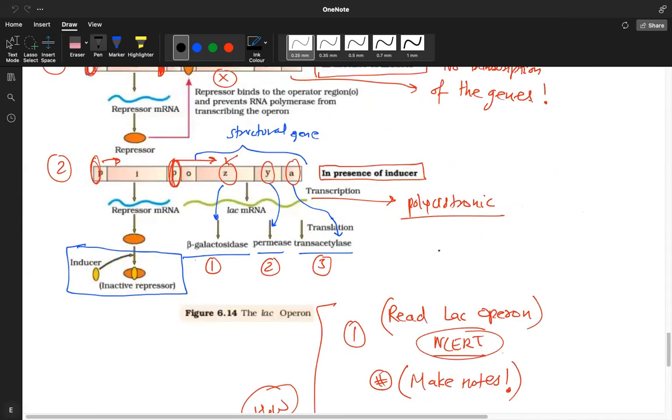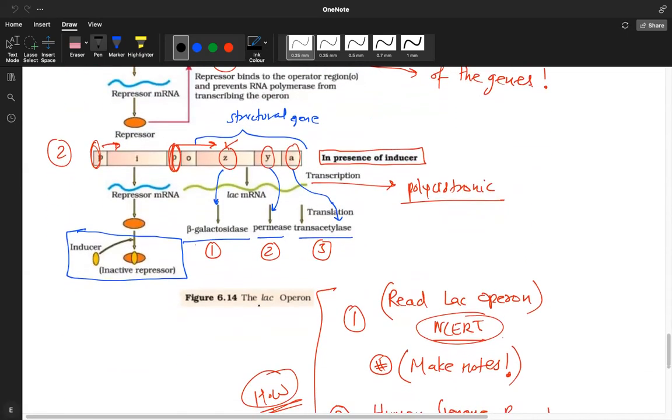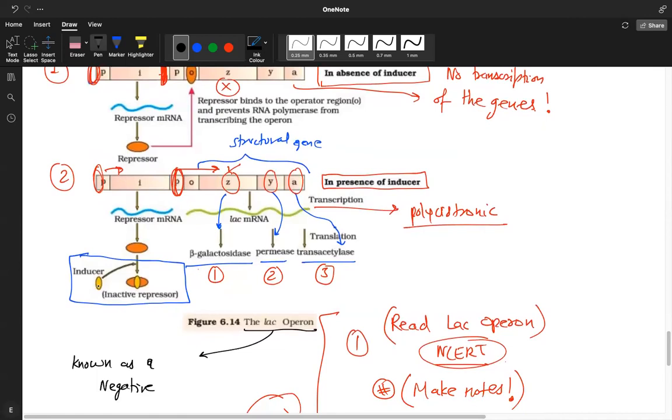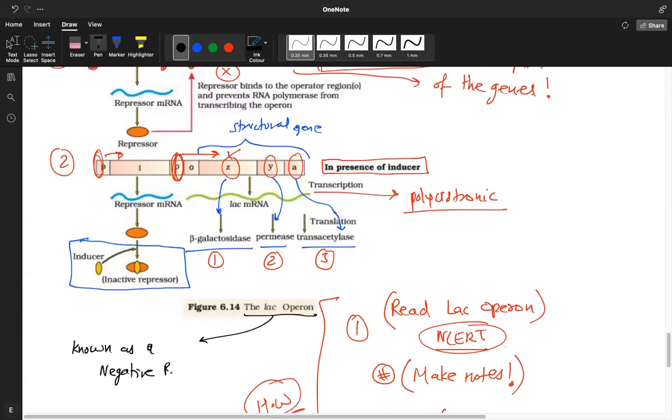So before going forward, you can write down: the lac operon is an example of negative regulation. So it is known as a negative regulation operon. Why negative? Because something is required to make it happen. Otherwise, it will always be in a shutdown state, because the repressor will be bound to the operator. Only when lactose is present around, or any inducer is present around, will this repressor protein become inactive. So that is called negative regulation.